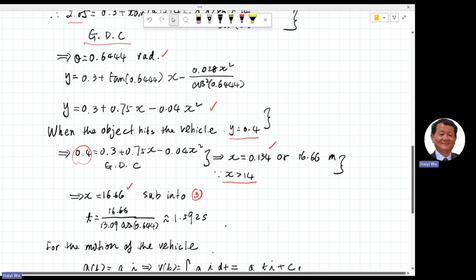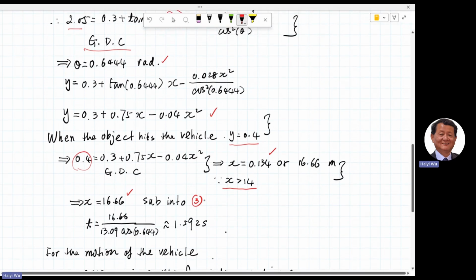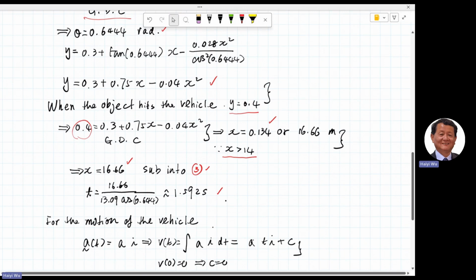So now we're going to substitute into equation 3 to work out the time, what time they hit the object. So I'm going to substitute into 3. Using a graphics calculator, we find 1.592 seconds.